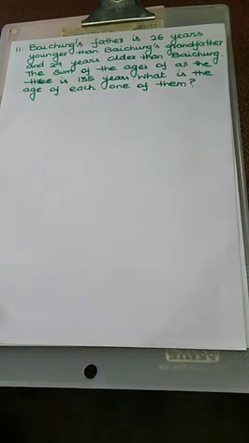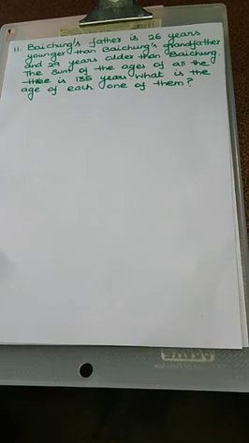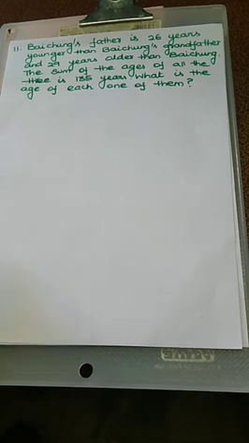Next problem. Baichung's father is 26 years younger than Baichung's grandfather and 29 years older than Baichung. The sum of the ages of all the three is 135 years. What is the age of each one of them? Here we are discussing one boy's father and grandfather's age also. That boy's name is Baichung. Baichung's father is 26 years younger than Baichung's grandfather and 29 years older than Baichung.